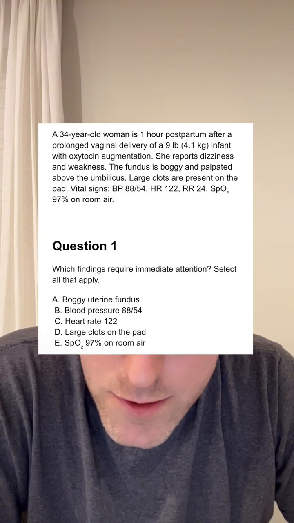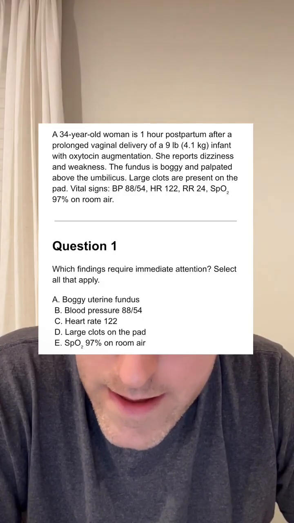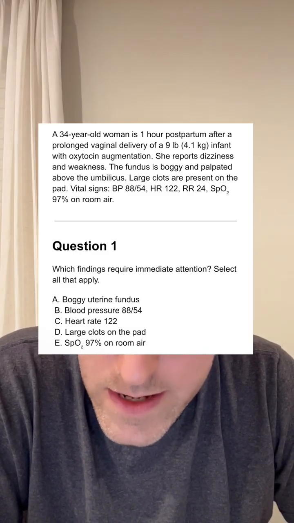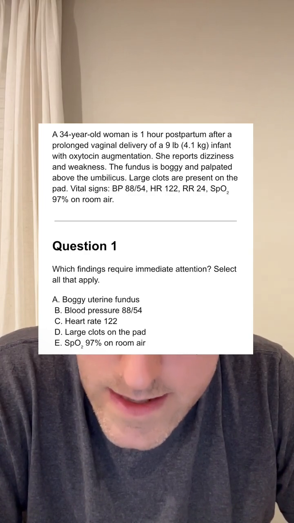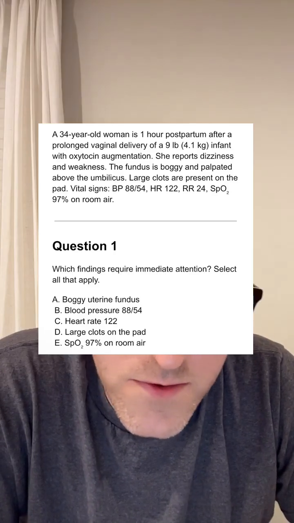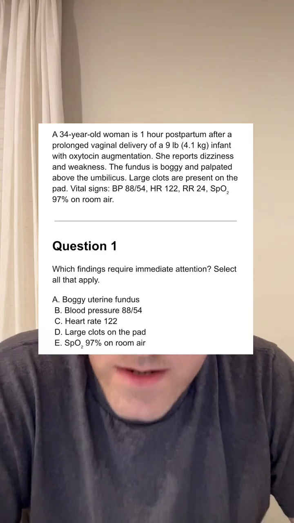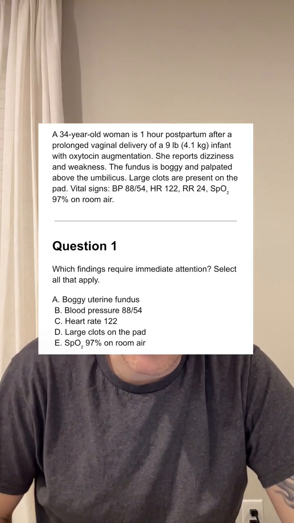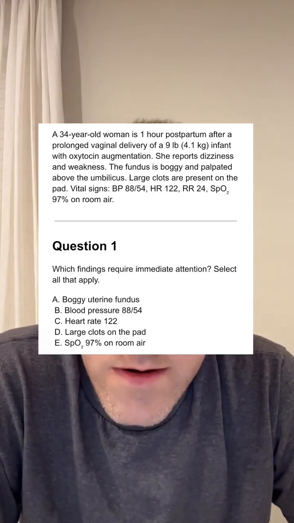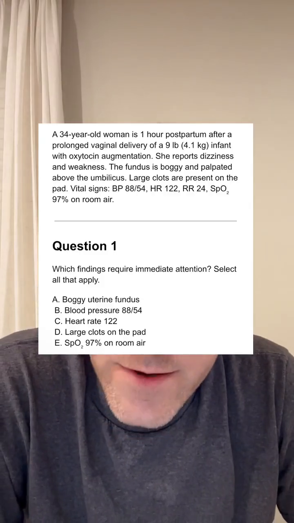And then that boggy uterus, I think the majority of you got that. For A, the blood pressure, hypotension, right? That's pretty significant, requiring immediate attention. C is correct because the tachycardia is a sign of an early compensatory response to that blood loss. D is correct because large clots signal uncontrolled uterine bleeding and failure of the uterine tone. So that is why D is also included in there.